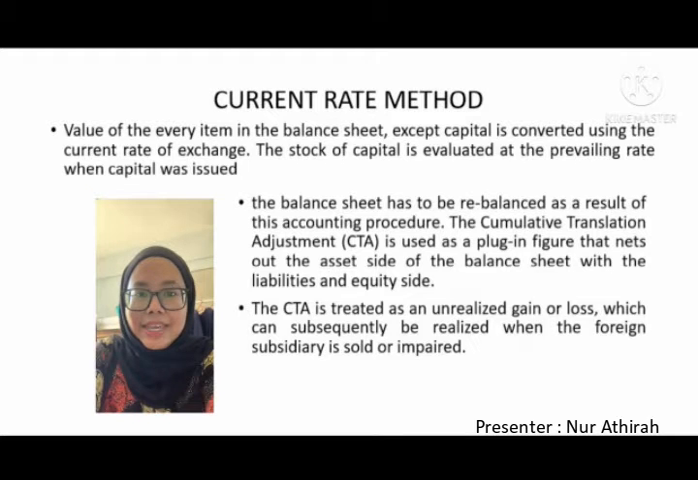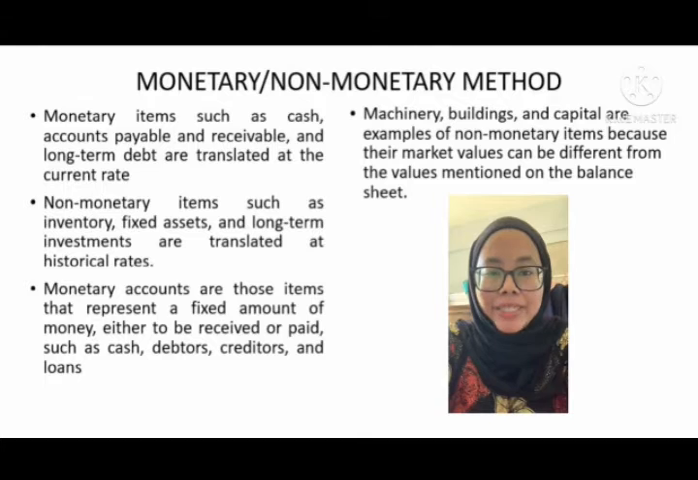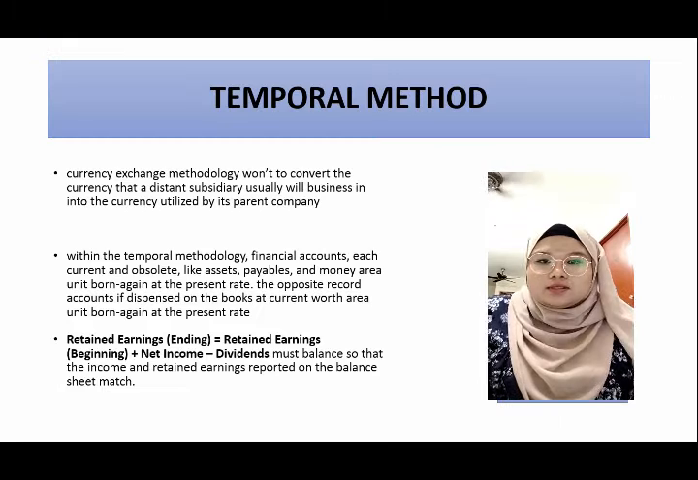The balance sheet has to be rebalanced as a result of this accounting procedure. The CTA is used as a plug-in figure that nets out the asset side of the balance sheet with the liabilities and the equity side. Monetary items such as cash, accounts receivable, accounts payable, and long-term debts are translated at the current rate, while non-monetary items such as inventory, fixed assets, and long-term investments are translated at the historical rate.